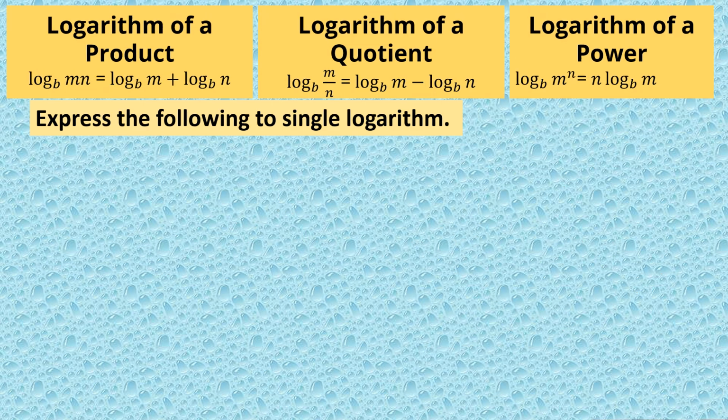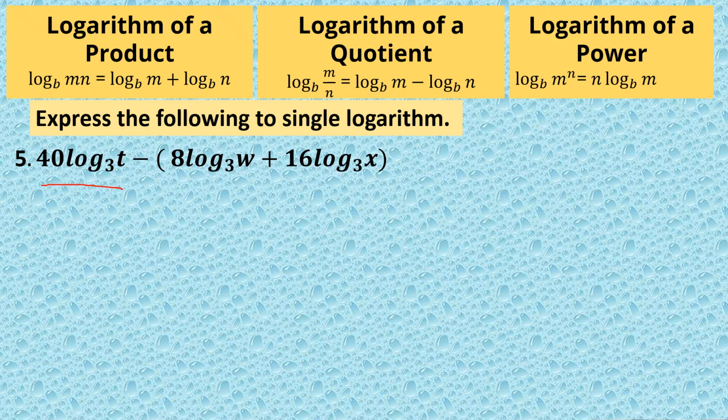Okay, and let's proceed to number 5. So number 5, if we are to familiarize as to what law is to be applied, remember we have the first term, and this is minus, and this is considered as our second term. So for our first term, we are going to apply the logarithm of the power, and that 40 will become the exponent of t.